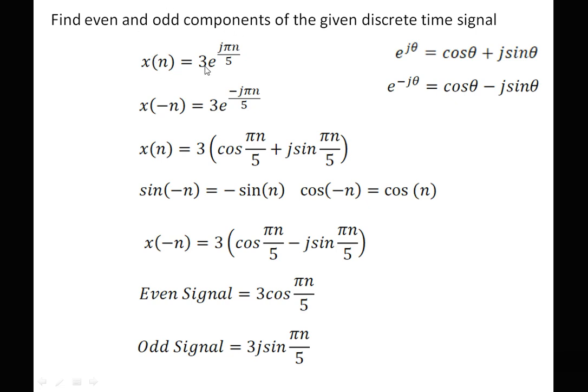Find the even and odd components of the signal x of n equal to 3 into e raised to j pi n by 5. As you know the basic formula, e raised to j theta is equal to cos theta plus j sin theta, and e raised to minus j theta is equal to cos theta minus j sin theta.